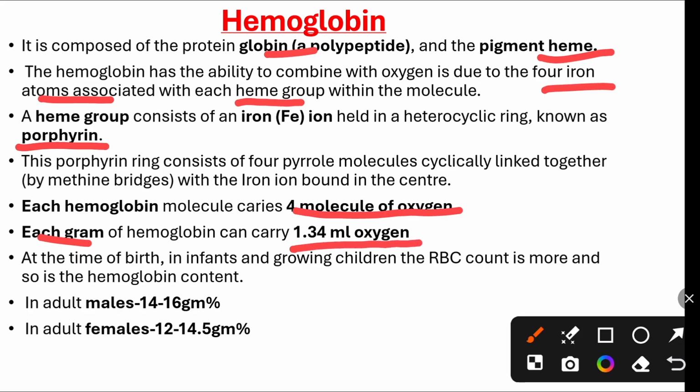At the time of birth, in infants and growing children, the RBC count is more and the hemoglobin content is also more. In case of adult male, 14 to 16 gram percentage. In case of female, 12 to 14.5 gram percentage.